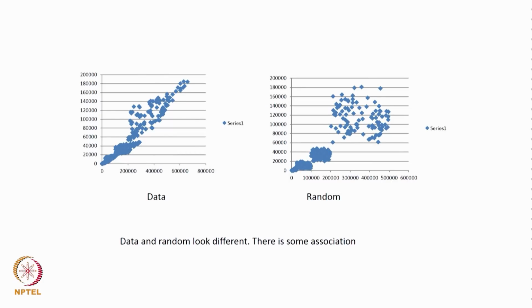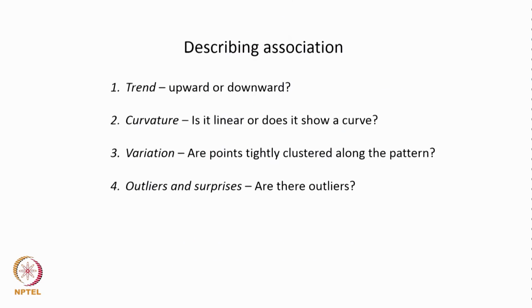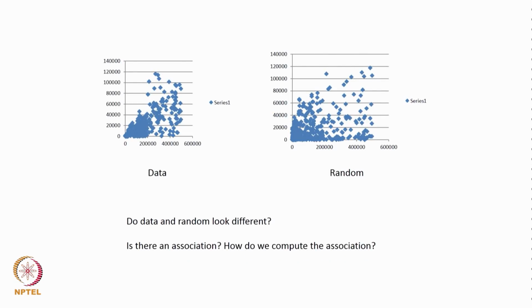So, if in the previous example we saw that there is a vast difference, so we said there is association, here there is not so much of a difference. So, we said maybe there is not so much association. But then how do we compute? Is there a measure or a metric that tells us there is association or there is no association among these variables? We will see those metrics as we move along.